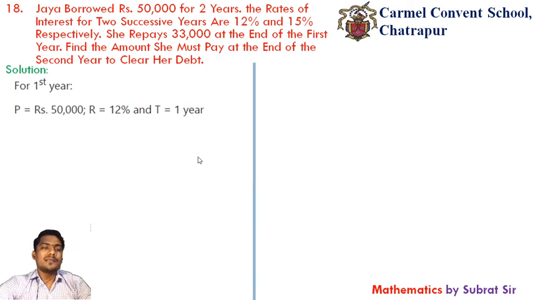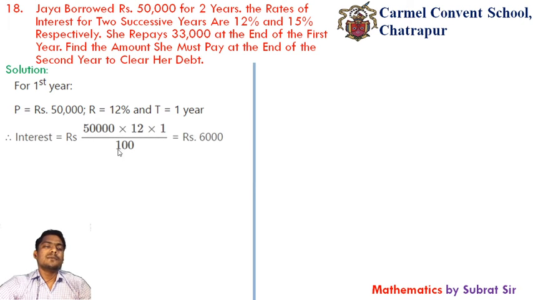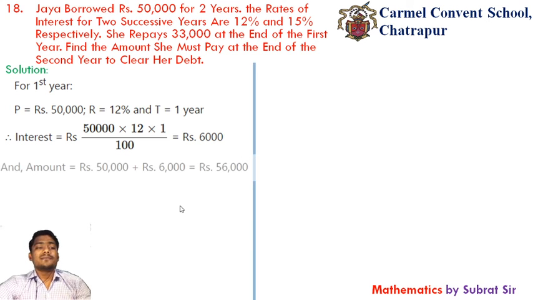For the first year, what she has to do? For the first year, the principal is 50,000. Rate of interest is 12%. Time period is 1 year. So we'll calculate like this. The interest should be PRT by 100. We'll put the values of PRT, and we'll get the interest after 1 year as 6,000 rupees. So then the amount should be 50,000 plus 6,000, which is 56,000.